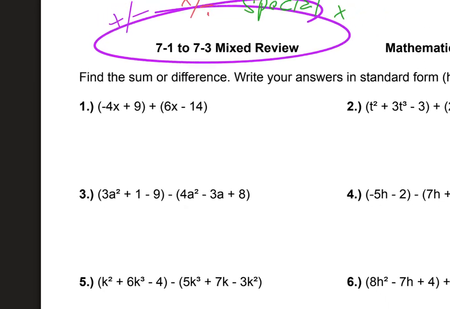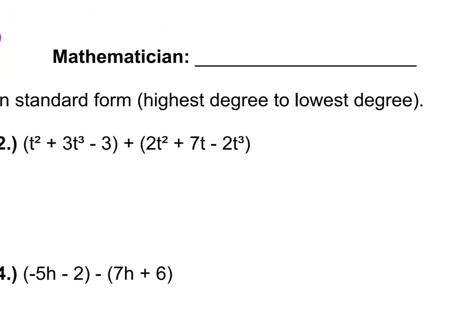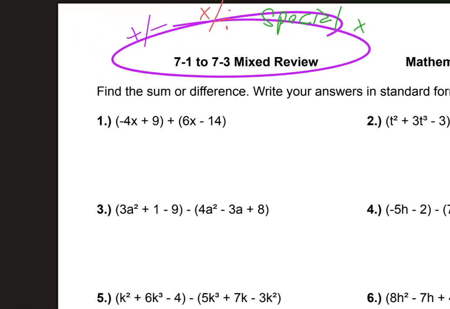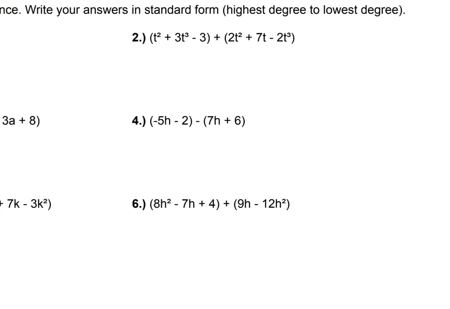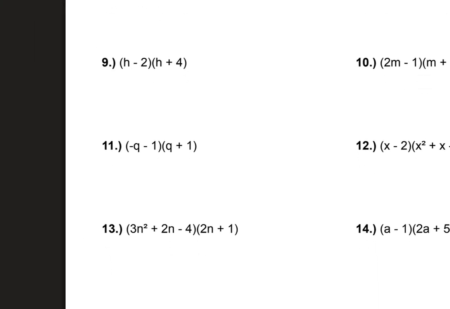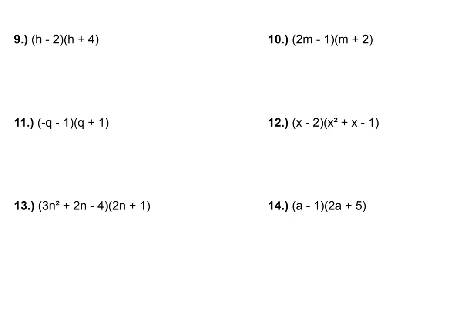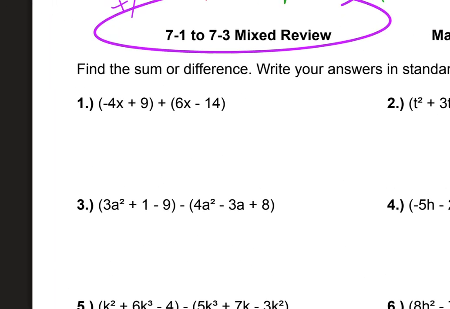So first, find the sum or difference. Write your answers in standard form, which means highest degree to lowest degree. Well, looking at all of these, let's see. All of them appear to be in standard form now, which means that we will not have to do any rearranging once we're done, because if you start in standard form, it's pretty easy to end in standard form.